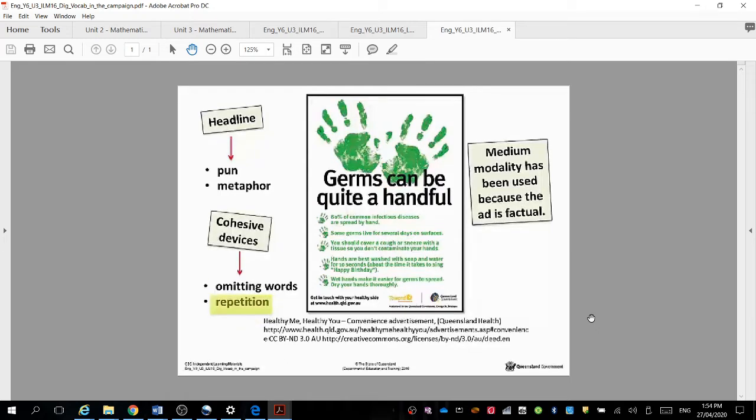Finally, let's look at the cohesive devices used in this advertisement. Remember, cohesive devices are words and phrases that link ideas, such as repetition and omitting words. Words have been omitted that were not necessary to tighten the language, and words like hand and germs are repeated to identify the key ideas.